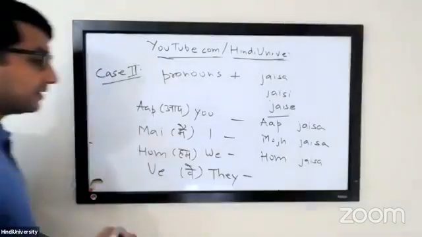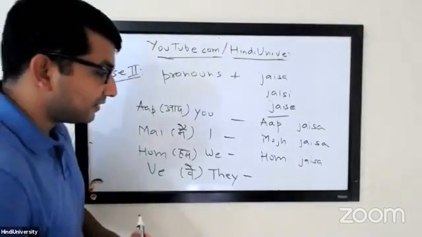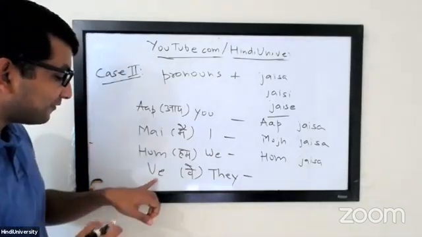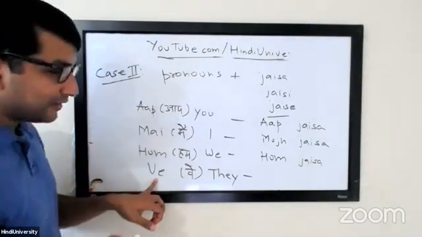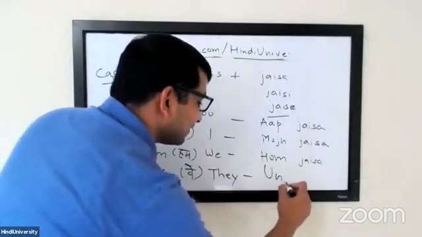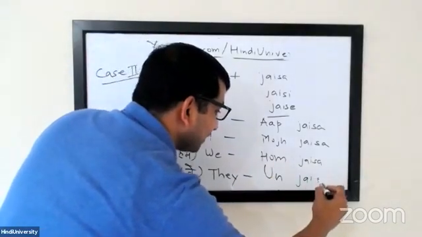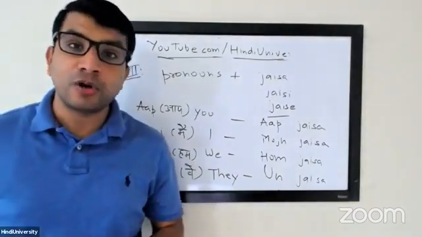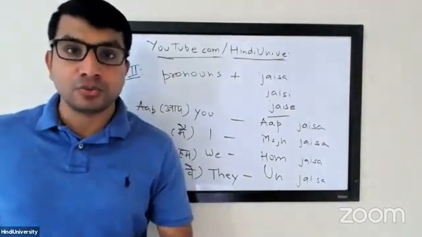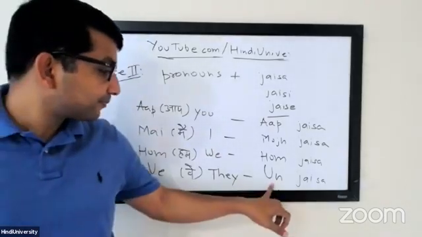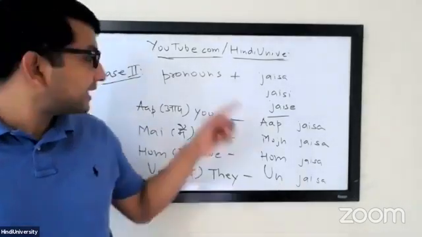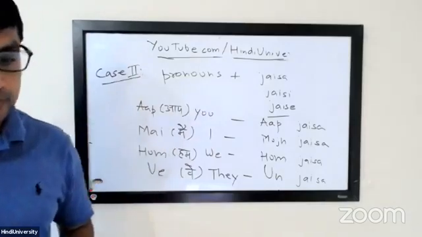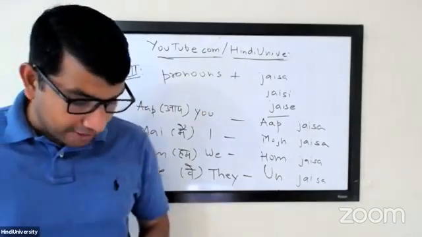Next one, vah plus jaisa. So vah jaisa. Now this one is the oblique case of vah: un jaisa. Very good. You may wonder why we don't have unka, unke, or unki. That is true, you can have that too, like them. That's case number 3, right after this one. So I hope this is clear.